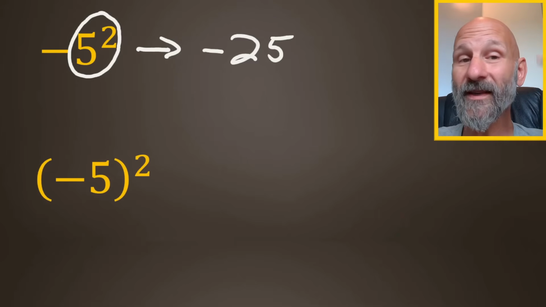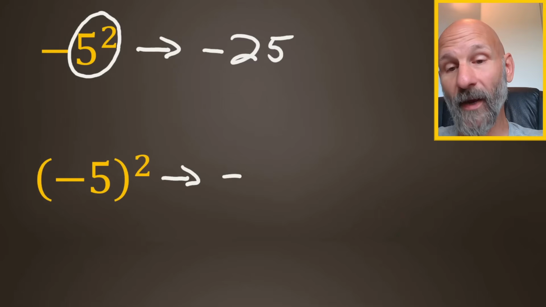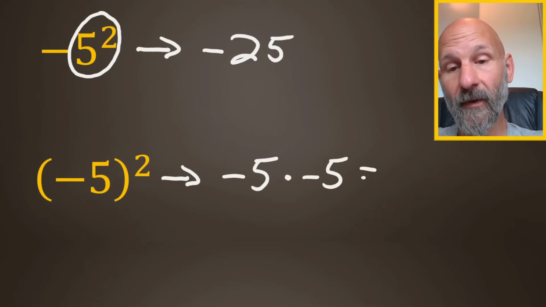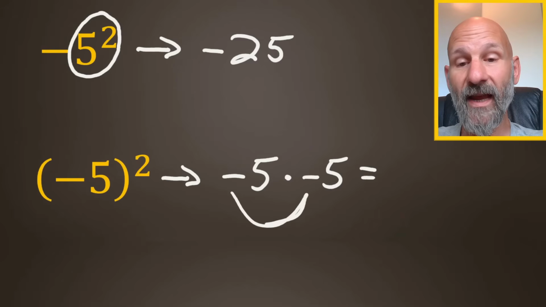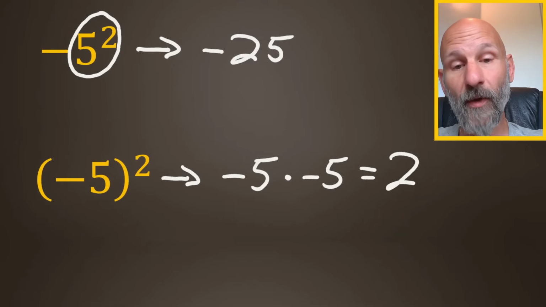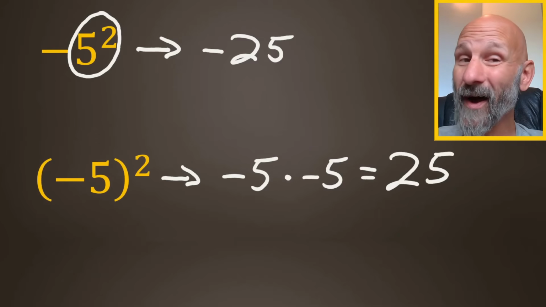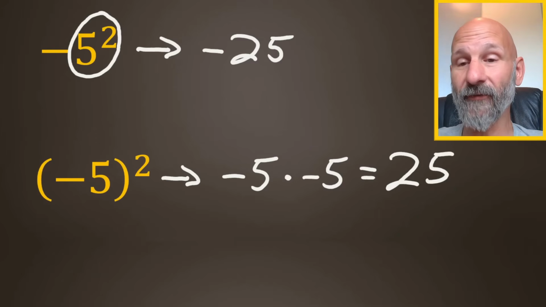That's why these parentheses are important here. This is saying we have two -5s being multiplied, so it's a -5 times a -5. When we do negative times negative, that's going to make a positive, and then 5 times 5 is 25. So for the question up above, it should have been a positive 25, not a -25.